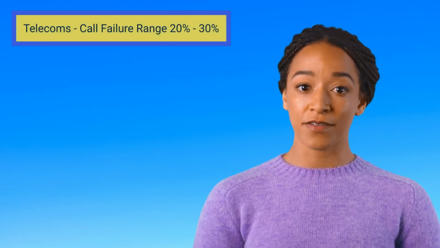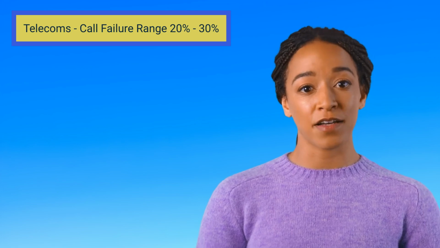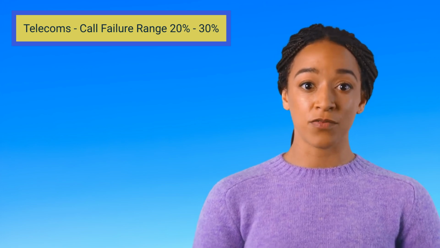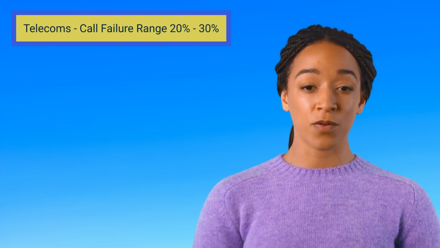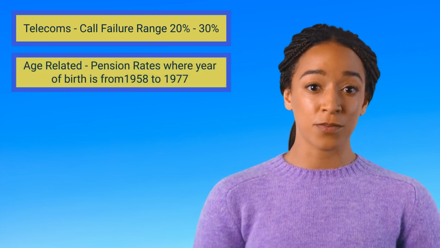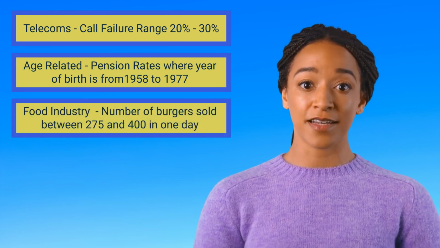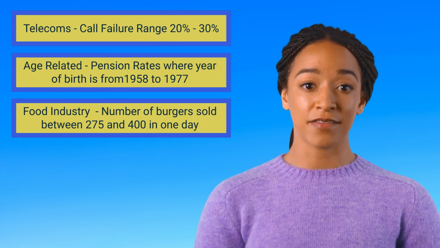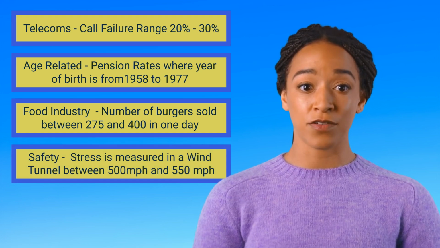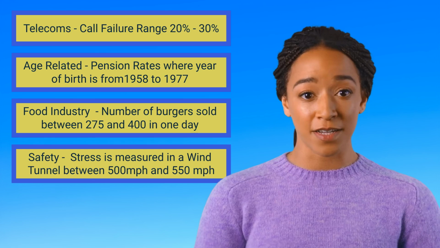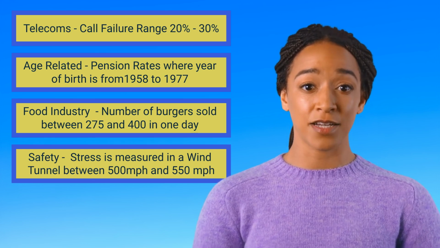In the telecom world, they could apply to a call failure range, for example, sending a warning email alert to an operations person when the total number of failures is between 20% and 30%. When calculating pensions, the rate paid could be determined by a pensioner's date of birth. In a burger joint, the success of a product could be measured by daily sales. The stress on an aircraft could be measured in a wind tunnel to record the impact on an aircraft's components and superstructure.